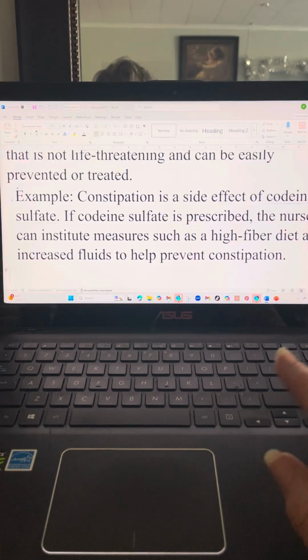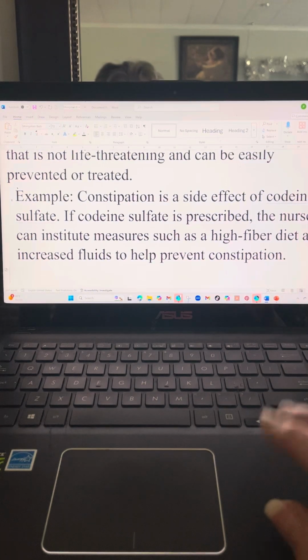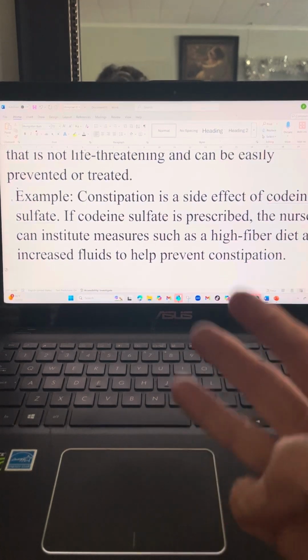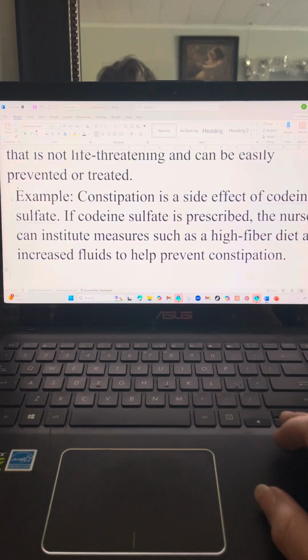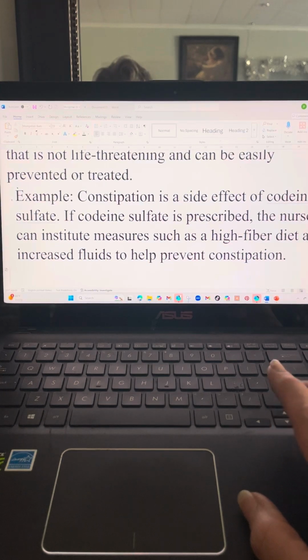If a narcotic is prescribed, the nurse can institute measures such as a high-fiber diet, increase in fluids, ambulation, and have a PRN to help the bowels go. Three days with no bowel movement, and we need to be doing something, okay? That's the law. All right.